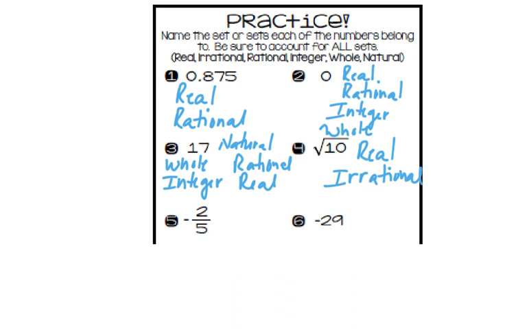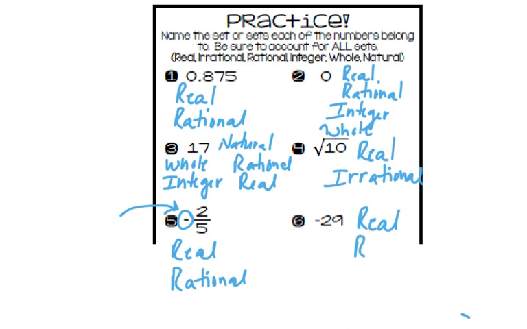All right, -2/5. This is a real number, but this is rational. And one of the biggest mistakes I see is because of this little negative number. You automatically see that negative and you automatically say, oh, that's an integer. Not the case here, because 2/5 is not the opposite of a whole number. All right, -29. This is going to be a real number. This is going to be a rational number. And this one is an integer because the opposite of -29 is +29. So it's the opposite of a whole number.